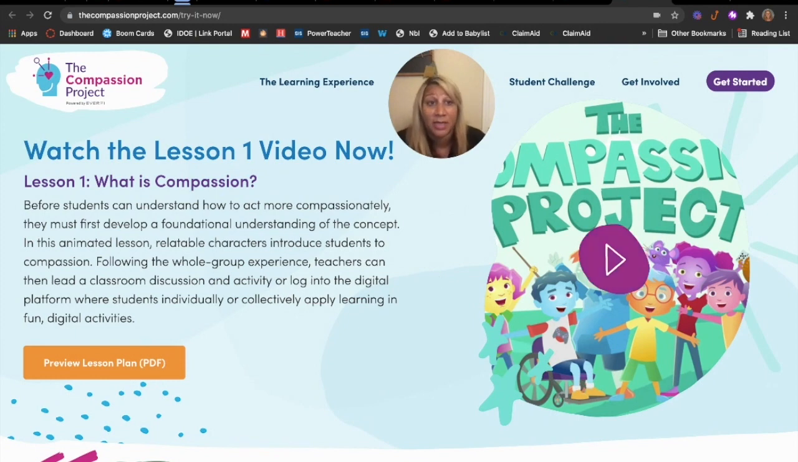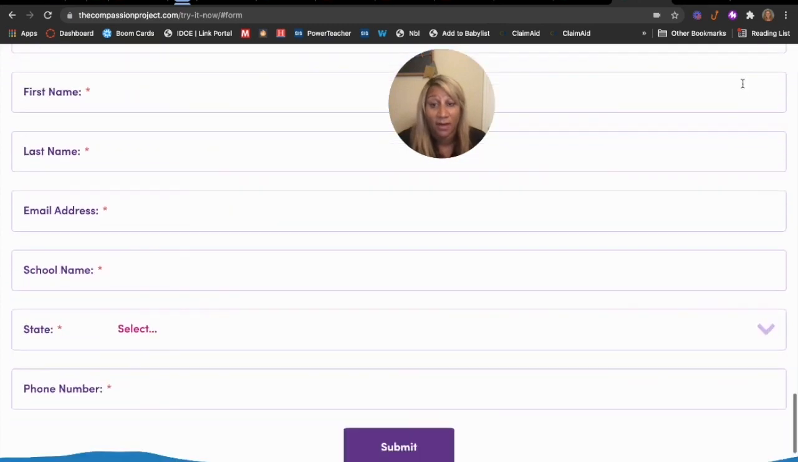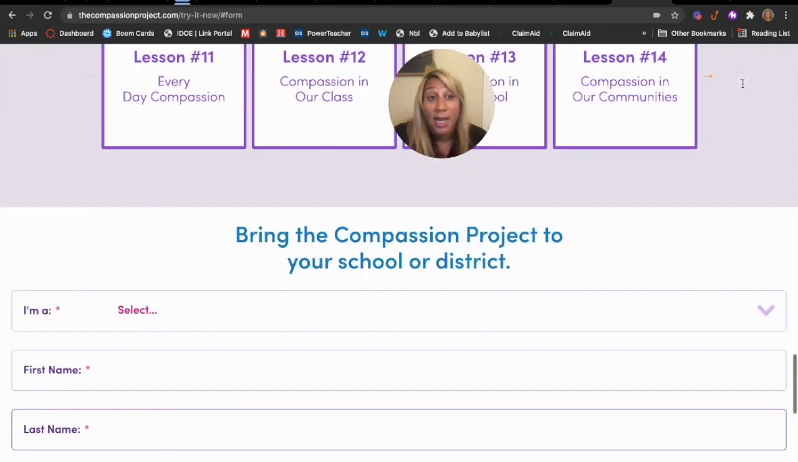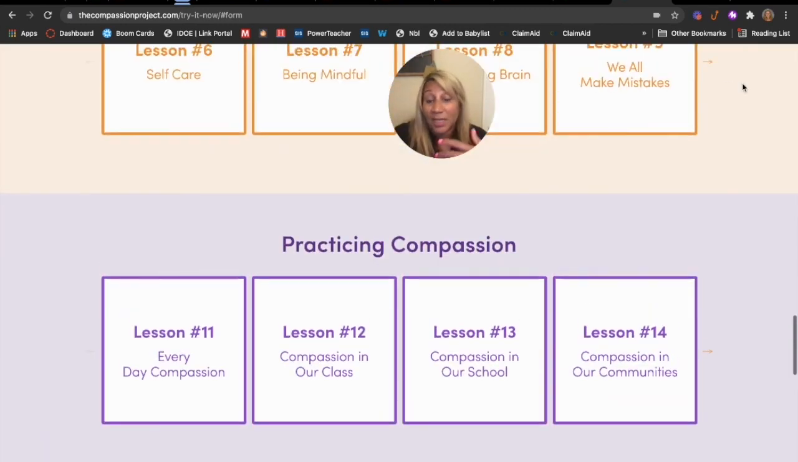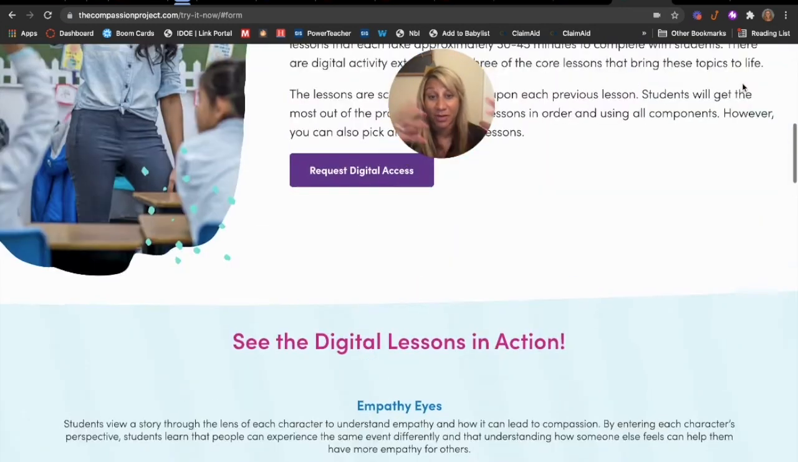When you jump in and get started, you're going to fill out all of your information, and as usual, talk to your administrator if you feel like you need to let them know that you're going to be a part of this Compassion Project. But it's just really going to teach them so many great activities, so many great lessons throughout this 14 lesson program, and help them become a part of something that's bigger than just them.